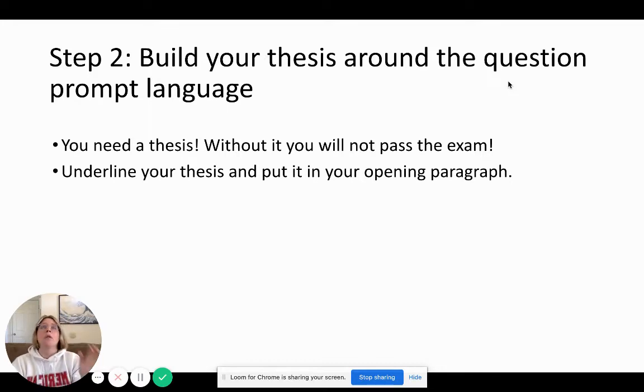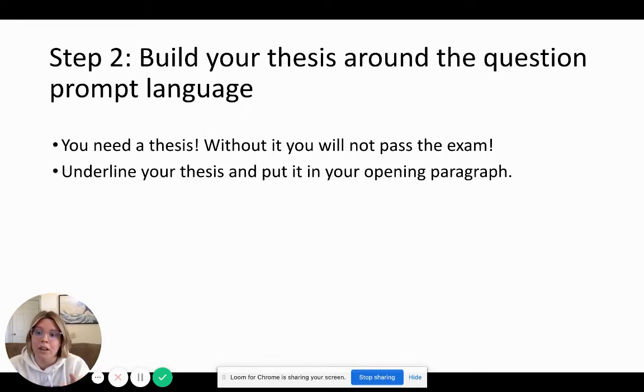Underline your thesis. Please put it in your opening paragraph. Now, the College Board says you can put the thesis anywhere. But as a reader, from my experience, it was way easier to read and grade when a student had it clear and it was the end of that first paragraph. And even when they underlined it, it just made my job that much easier. So I didn't have to go hunting for this thesis. It doesn't matter where you put it, but I'm going to recommend your opening paragraph.